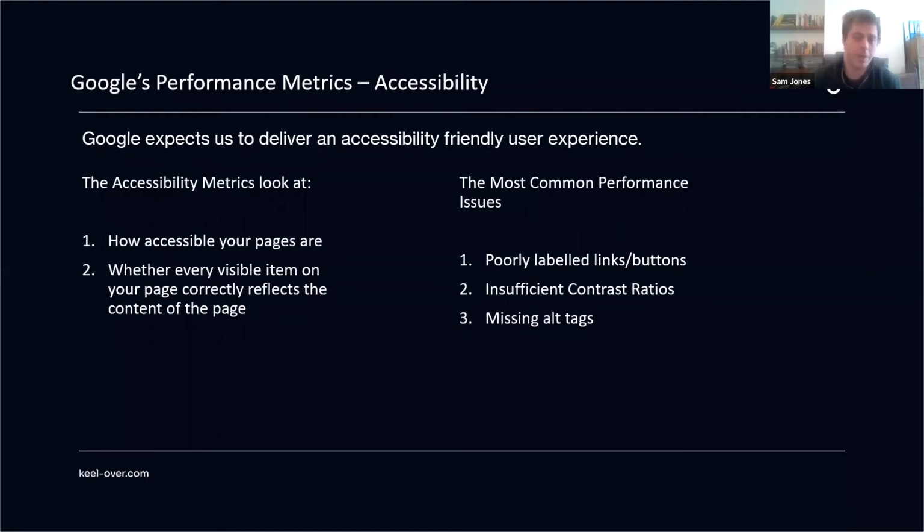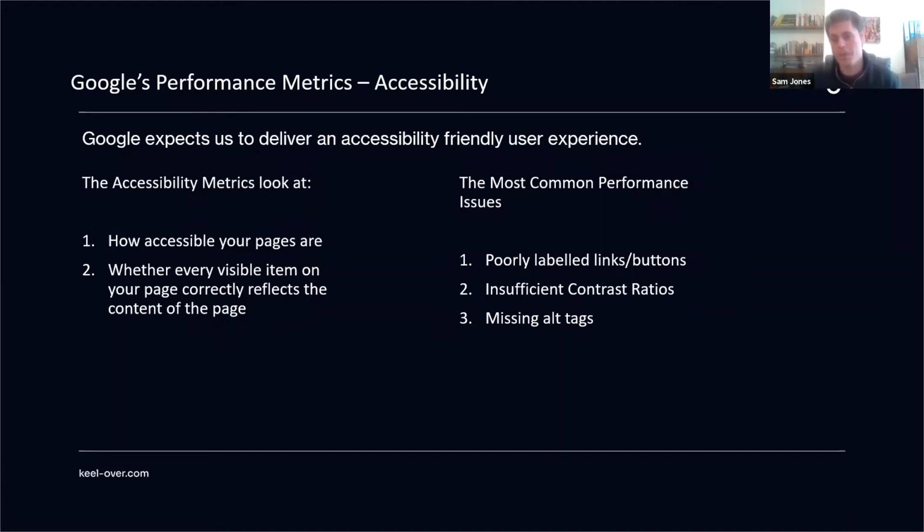So the second set of metrics is accessibility, and this is really the traditional sense of accessibility. Google wants us to deliver a web page that is usable for everybody, whether they're using a screen reader, or they've got poor eyesight, anything like that. So it's literally about how accessible and friendly your pages are, and whether every visible item on your page is correctly identified to people that might be using screen readers, or correctly labeled images, that kind of stuff.